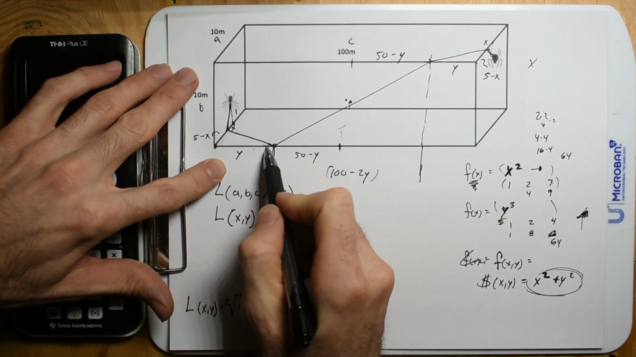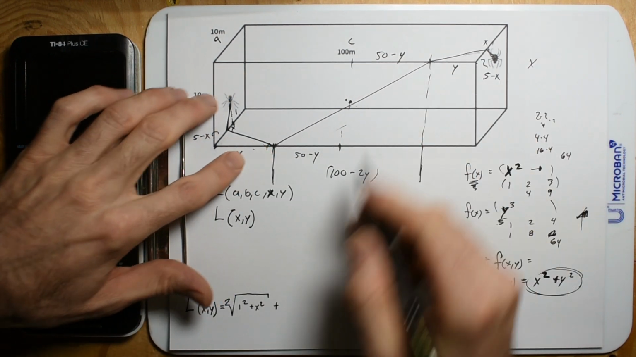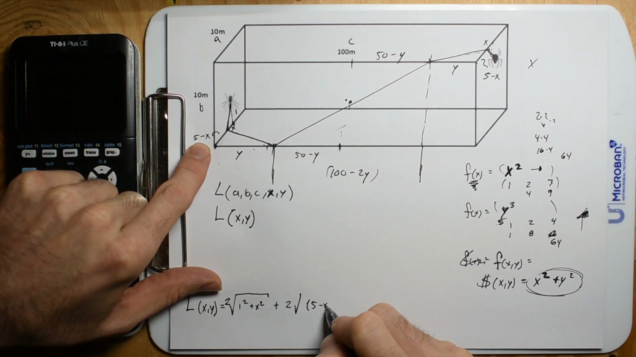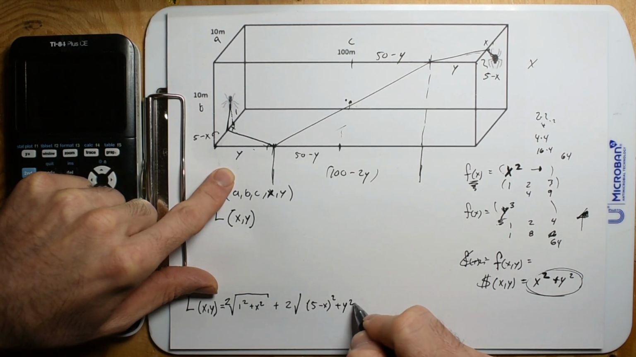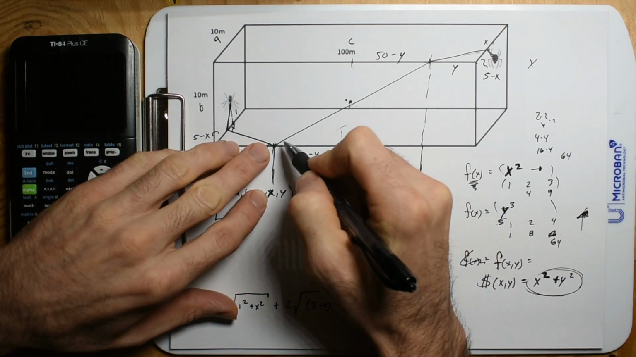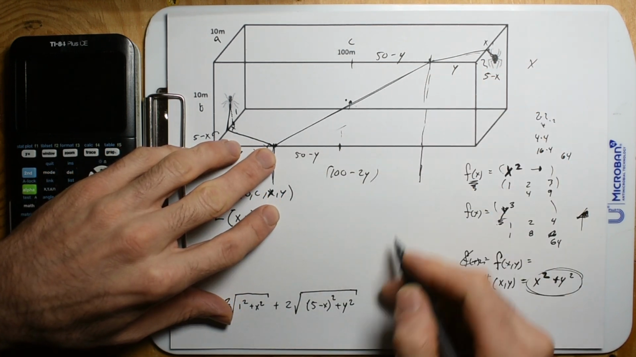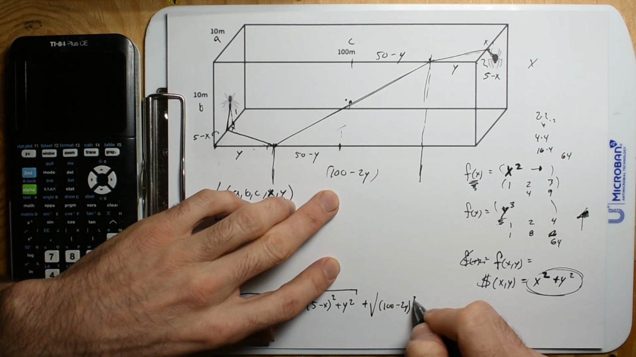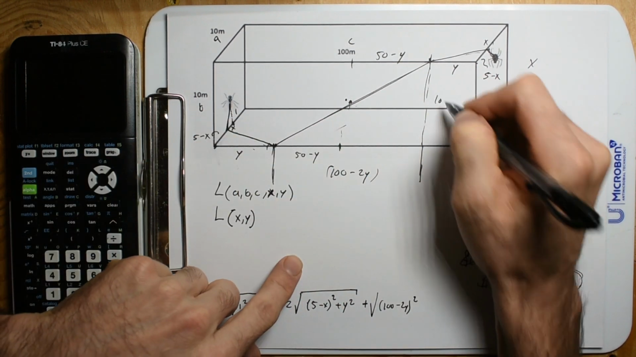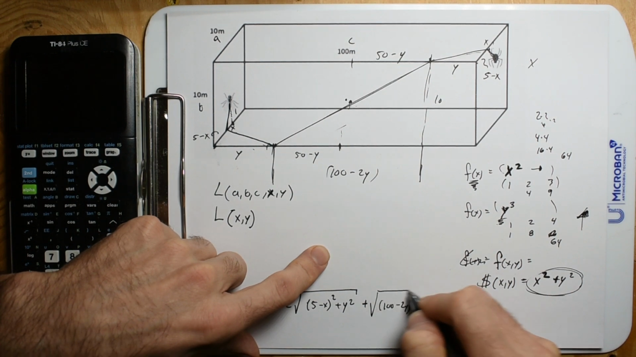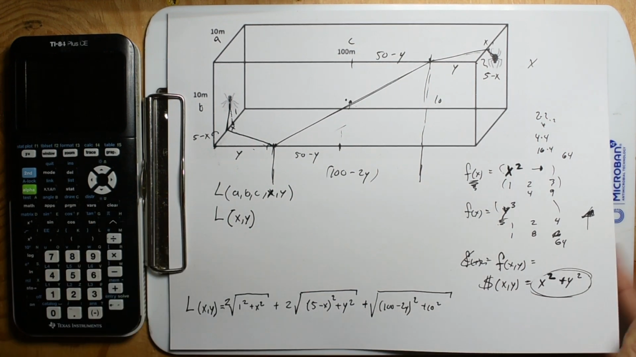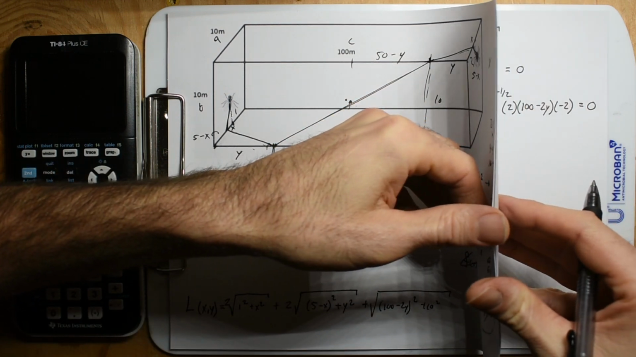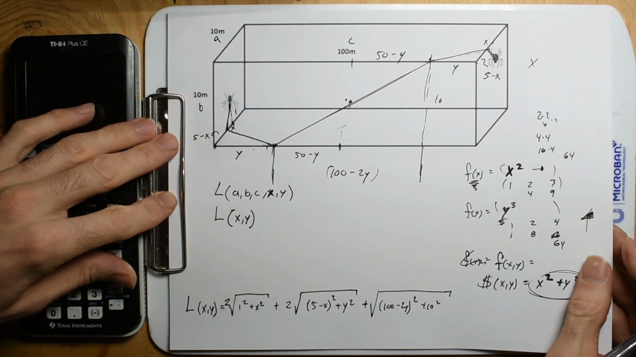Cool. And now this hypotenuse is going to be, and we're going to have 2 of those. So we have 2 square roots of (5 minus x) squared plus y squared. Alright, hell yeah. And then right here we just have 1 hypotenuse. And so that's going to be the square root of (100 minus 2y) squared plus 10 squared. Alright, hell yeah. So we're done.